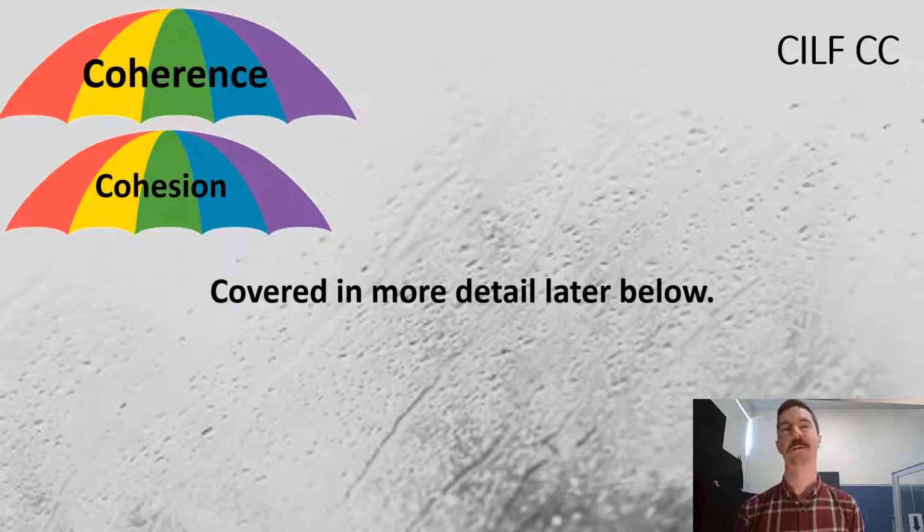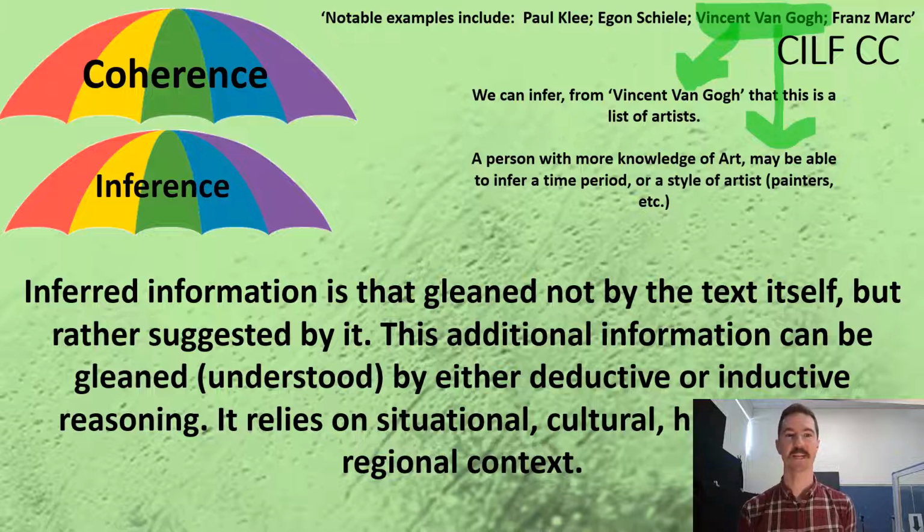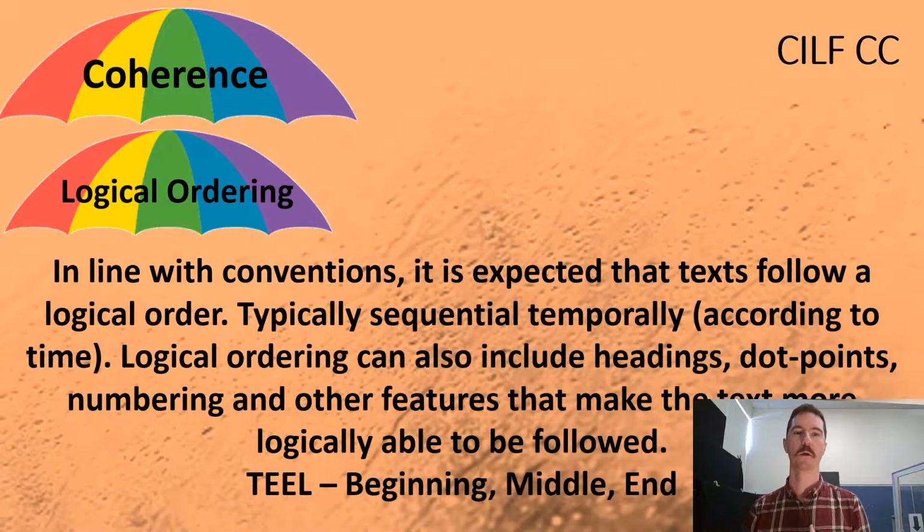So cohesion, we're going to talk about that in a great deal of detail later, so not necessary now. Inference is, so if I told you in the top of the screen, notable examples include Paul Klee, Egon Schiele, Vincent van Gogh, and Franz Marc. I know Vincent van Gogh, I know he's an artist, maybe a painter, not really an expert, but from that I can infer that this must be a list of artists or painters. If you knew more about art, you might say, oh, these are all contemporary artists, or they're all Art Nouveau. I literally have no idea what I'm talking about. But if you did, you might be able to get more information out of this sentence than just the list that it provides.